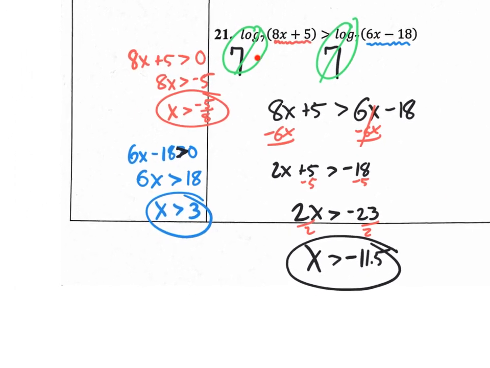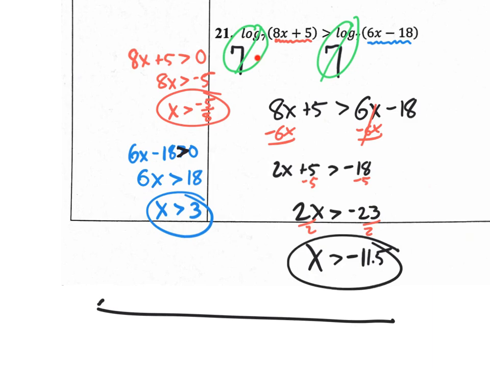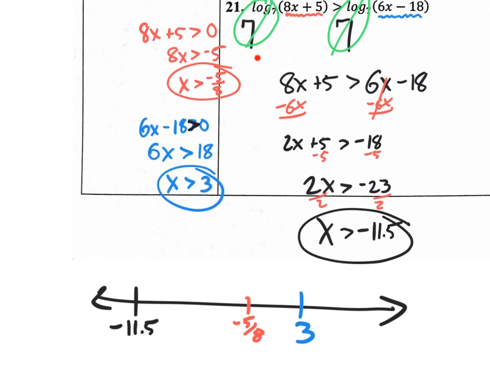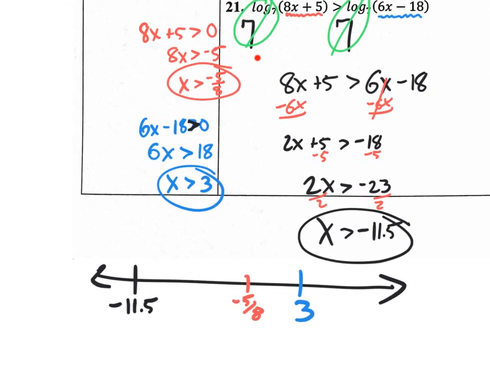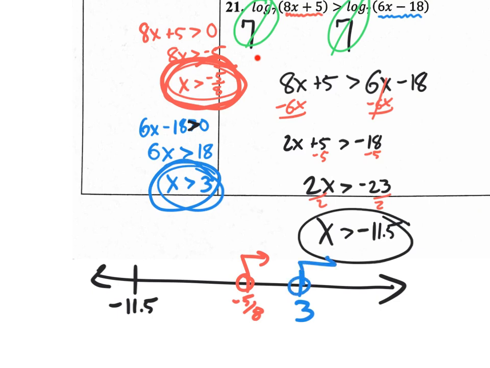So I need to see where my triple overlap piece is at. So I draw my number line, sketch my number line. I have the value of negative 11.5 way over here on the negatives. I have the positive 3 way over here on the positive side. And I have negative 5/8 in between the two. So let's go through and show the area. X is greater than negative 5/8. Greater than is to the right. X is greater than 3. Greater than 3 is to the right. And the last one, x is greater than negative 11.5. Greater than is to the right as well.